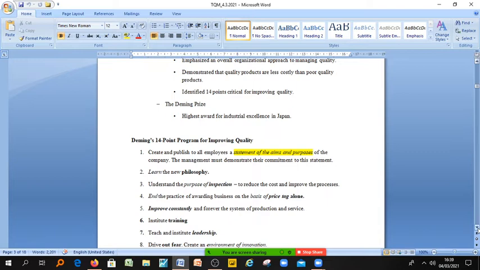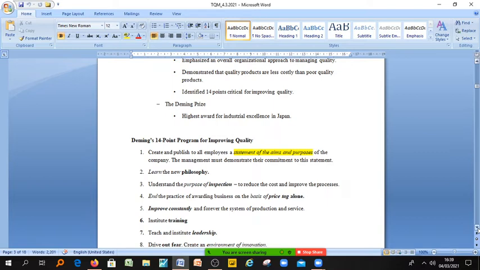So number one, he said that there should be a statement of aims and purposes. As an organization, you should have an aim, not just producing products or providing services, but an aim. What is your aim? For example, your aim might be customer satisfaction, yeah? So any organization or business should have a statement of aims and purposes for the company.